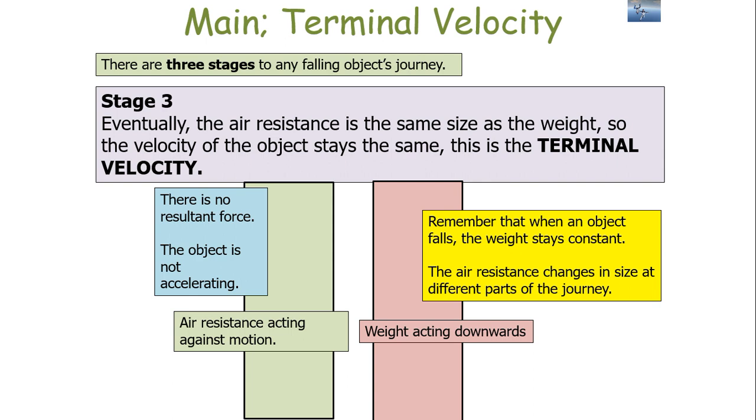So at this point, remember, in our journey, the weight has stayed constant throughout the journey because the object's mass, and therefore the weight that acts on it due to gravity, has stayed constant. Now you might say, surely as it gets closer to the Earth the strength of gravity is stronger? Well, it is ever so slightly, and the effect is so minuscule it can't really be observed on a human level, so we just say the weight is constant. It is the air resistance that changes size at different parts of the journey. So the reason why stage 1, stage 2 and stage 3 occur is because the air resistance force is changing on the object, whilst the weight force on the object is constant throughout.